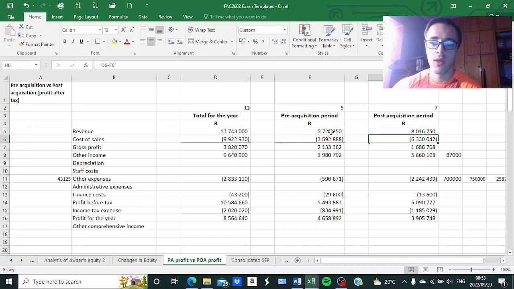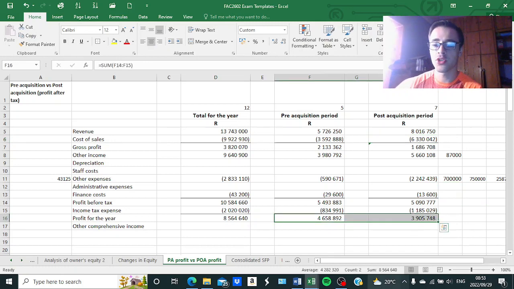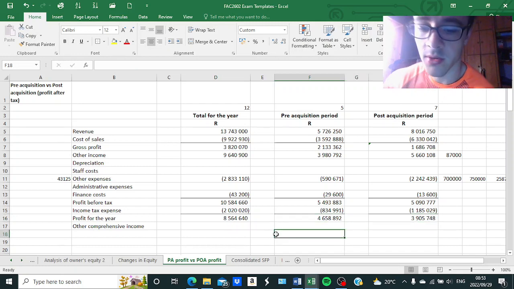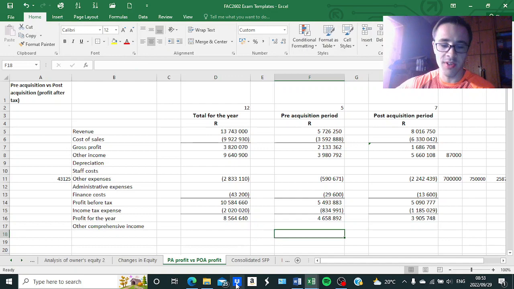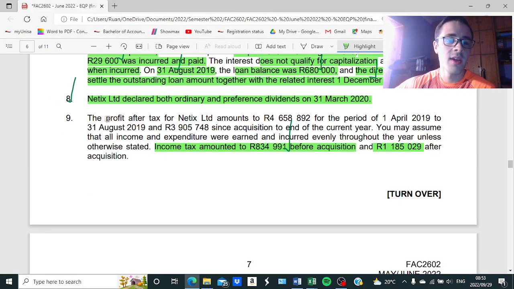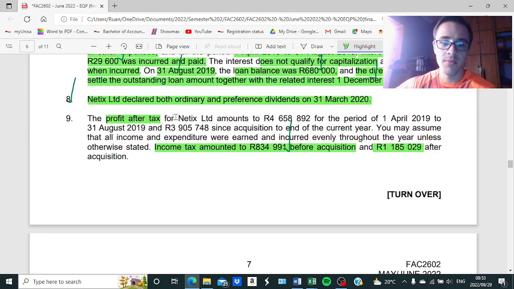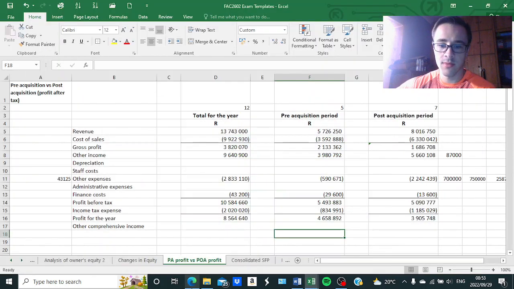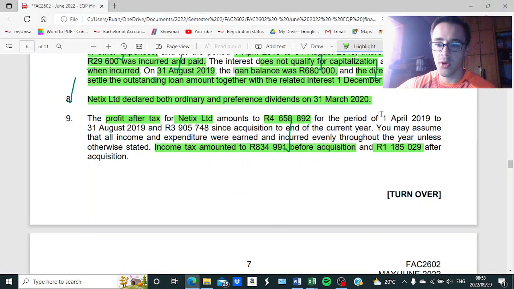Now, if your calculations were correct, you should arrive at these amounts right here, both of which should give you the total profit for the year, 8,564,640. And if you go to additional information point 9, just for confirmation, they have given you the profit after tax for the subsidiary, 4,658,892 for the period of 1 April 2019 to 31 August 2019. So immediately we know that our calculations are correct.